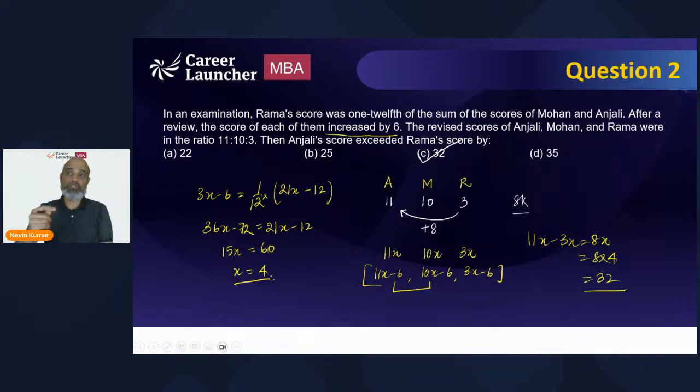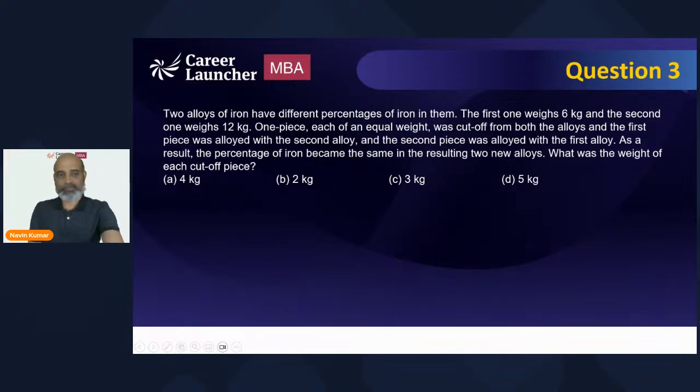Again, in the solution also, it's preferable if you start from the end, not from the beginning. Because in the beginning, we don't know the ratio of their scores. We know the ratio of their scores only when the score increased by 6. Right? I hope you guys got this. Next question. A very good one.